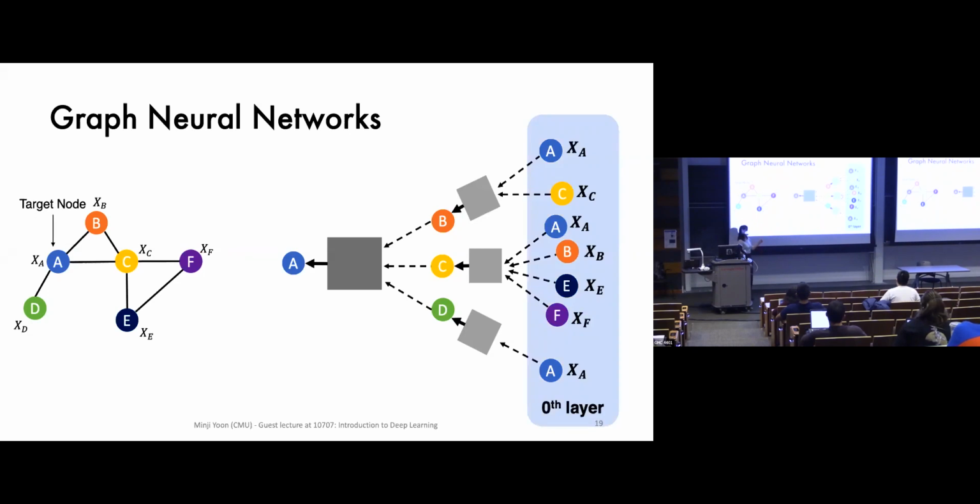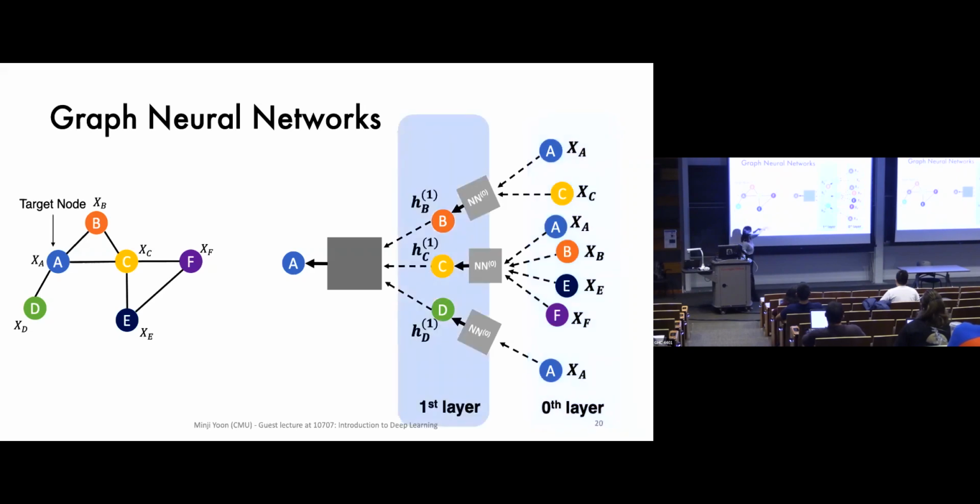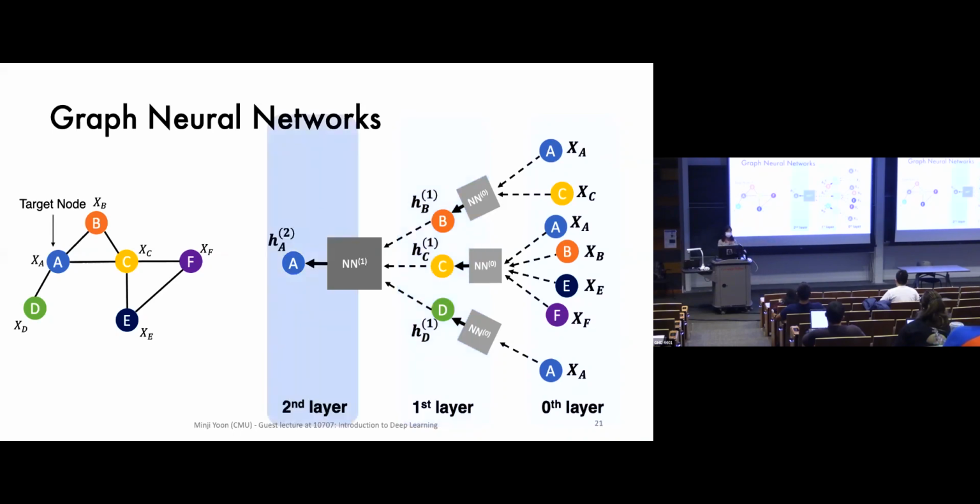So we're gonna call the leftmost part the zeroth layer, and we use their node attributes, the input attributes we are given. And then we aggregate them, and then we make the first layer node embeddings for the nodes appearing in this second layer. And then we aggregate the first layer node embeddings to finally compute the node embedding for the node A. So how exactly does it aggregate and what is this graph neural network form? We're gonna talk about it now.